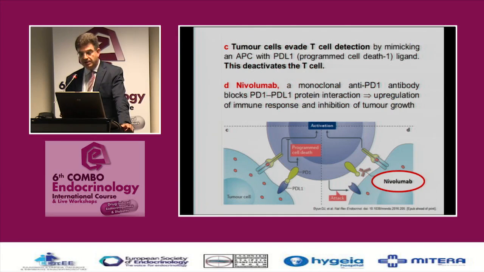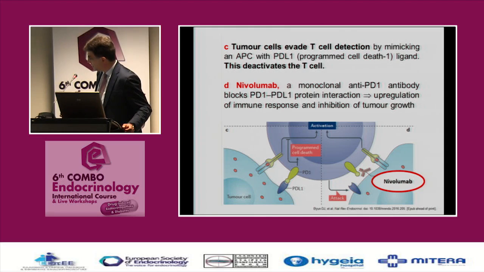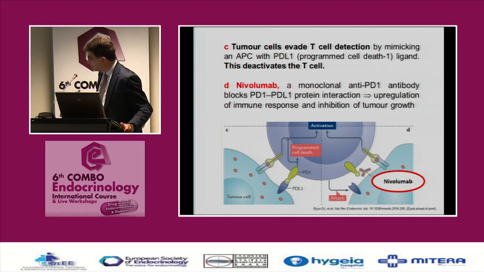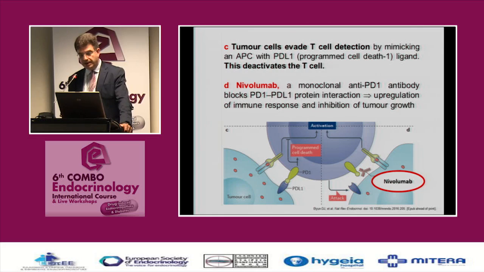The other thing that tumor cells do is that they are clever, and they evade T cell detection by mimicking an antigen-presenting cell with PD-L1 ligand. And this deactivates the T cell. However, nivolumab and drugs like nivolumab can block this PD-1 to PD-L1 interaction, and therefore they can upregulate the immune response, and this leads to inhibition of tumor growth.